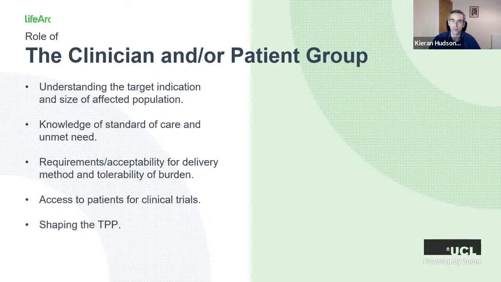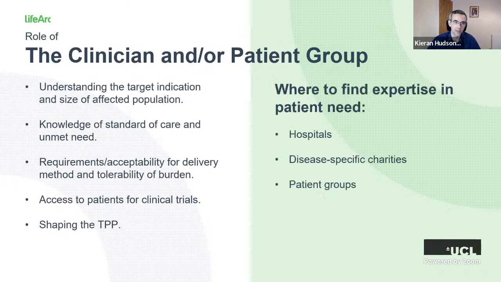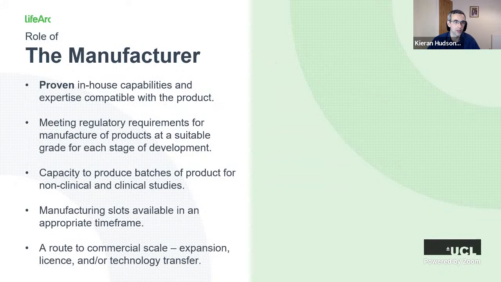So as I pointed out in the discovery stage, you really already need to be thinking about your target product profile. So you want to be engaging with these clinicians early. So you can find clinicians in hospitals. You can reach out to disease-specific charities and the disease you're interested in, and patient groups as well can provide you access to the information in the patients.